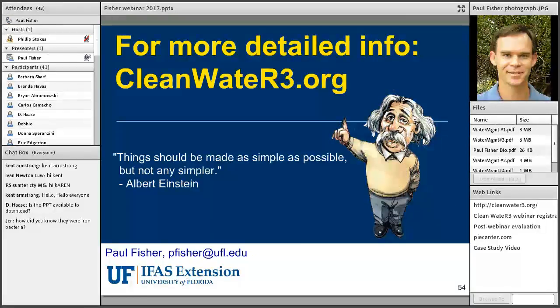As you can see from this presentation, there are a lot of different aspects of water quality. We want to identify what our goals are, and then by talking with other growers and talking with industry experts and vendors, we can target a good design because things should be made as simple as possible, but not any simpler.